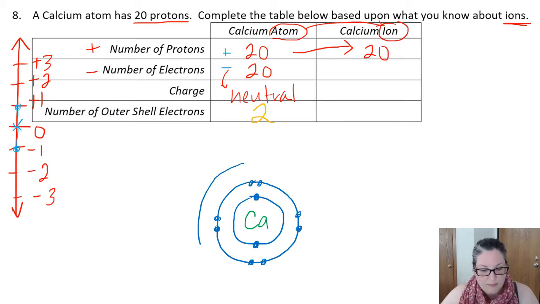And then we're going to get up to 18 with 8 more from this shell. 1, 2, 3, 4, 5, 6, 7, 8. And in its last shell, I'm going to do it in purple.